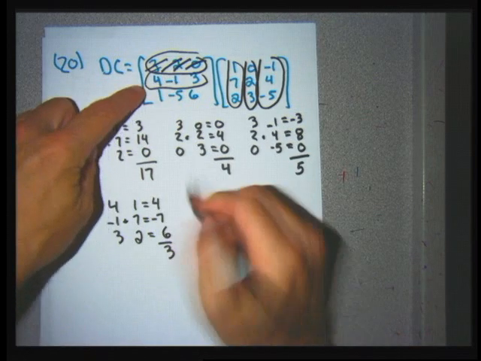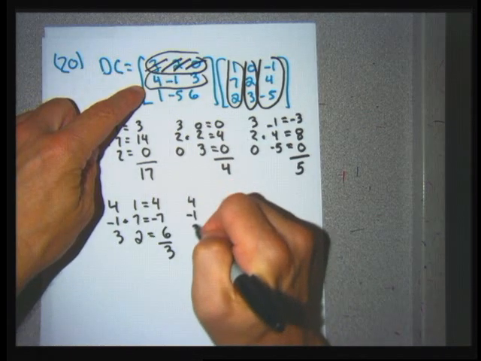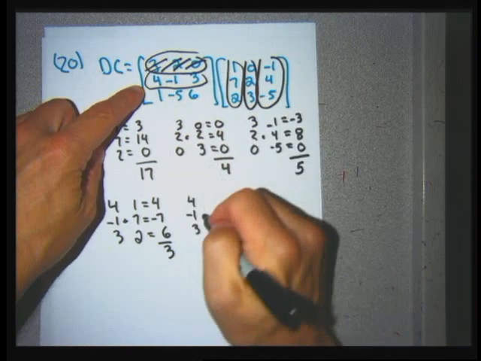Now I'm going to put this 4, negative 1, 3 next to the second column, 0, 2, 3.